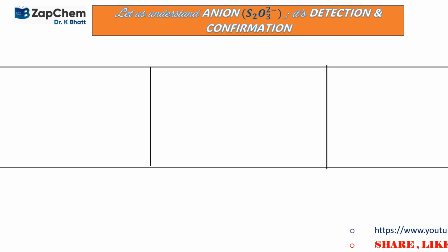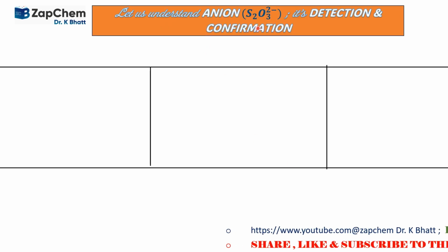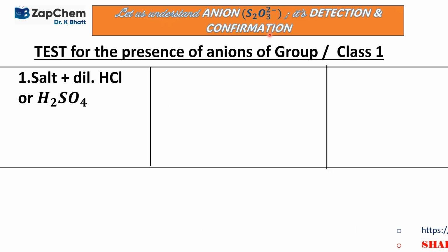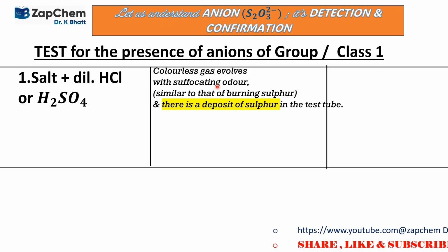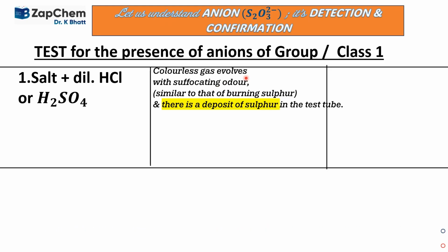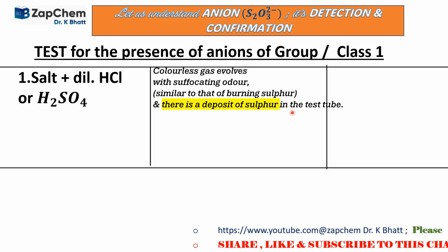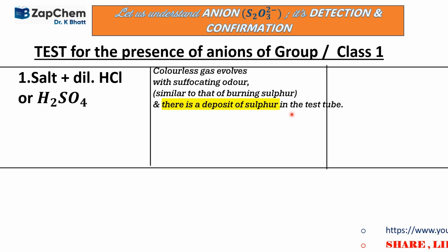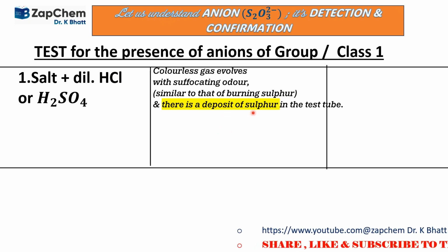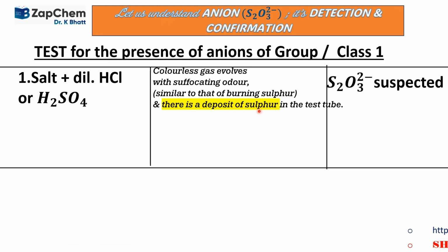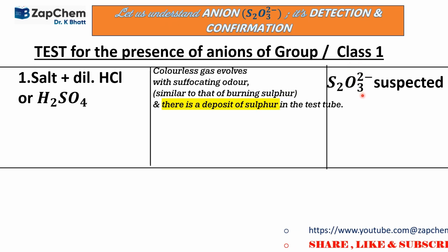Again, finally, one more anion is there, and that is, as you know, S2O3 2-. This is known as thiosulfate ion. Similar test, but here, what happens is that you get a suffocating odor like that of SO3. In case of SO3 2- sulfite ion, we had a gas coming out with a suffocating odor. But in this case, simultaneously at the mouth of the test tube, there is a deposit of sulfur. कुछ पीला पीला solid deposit हो जाता है, and that gives you an idea about the presence of thiosulfate ion.